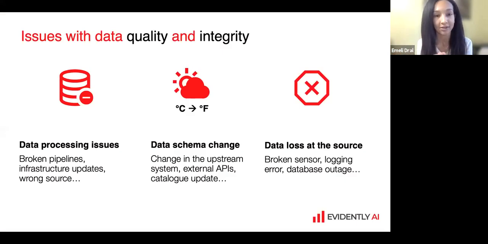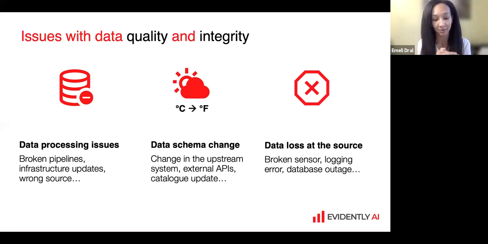So what can happen? In many cases, when something is wrong with the models, that's because the input data is wrong. It can happen for many different reasons related to data quality and integrity. For example, there can be data processing issues like broken pipelines or unexpected infrastructure updates, especially when we use third-party data. Sometimes we can use the wrong data sources, and this affects the model a lot, because it affects the model input data.